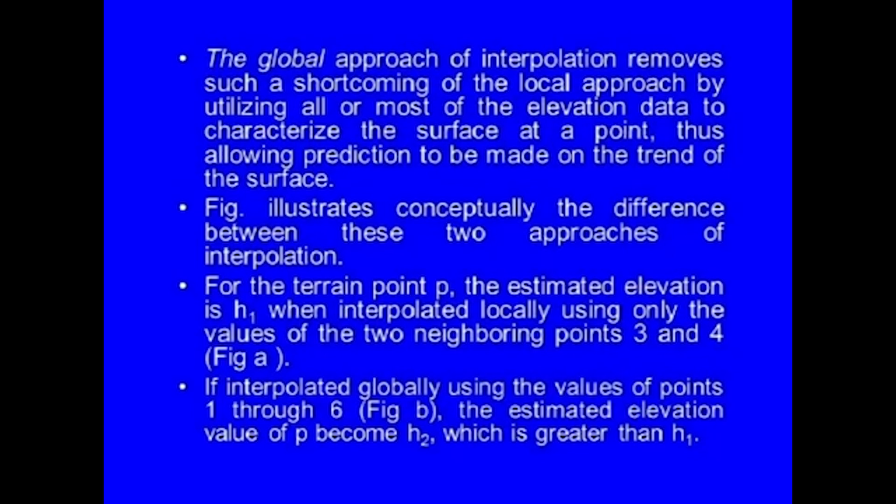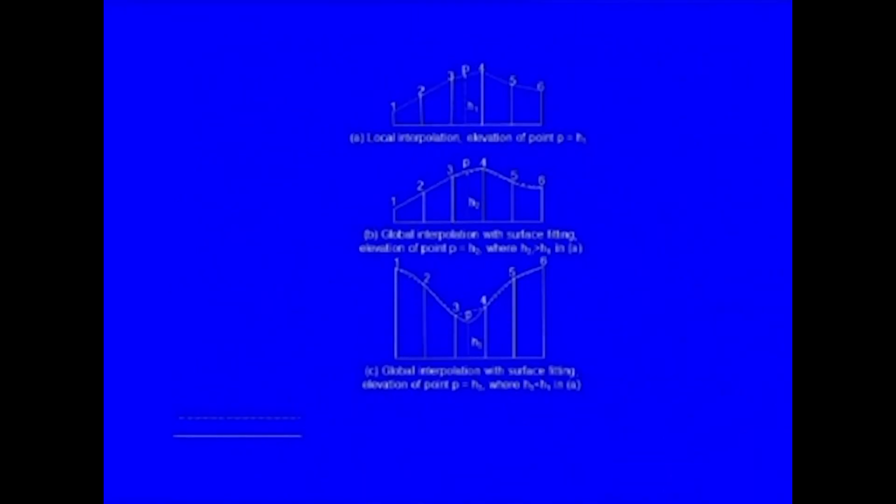For the terrain point P, the estimated elevation is H1 when interpolated locally using only the values of the two neighboring points 3 and 4. If interpolated globally using the values of points 1 to 6, as shown in figure B, the estimated elevation of P becomes H2, which is greater than H1. So, this particular slide shows the difference between local and global interpolation as being discussed earlier.